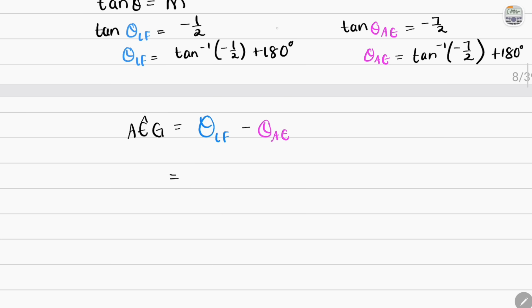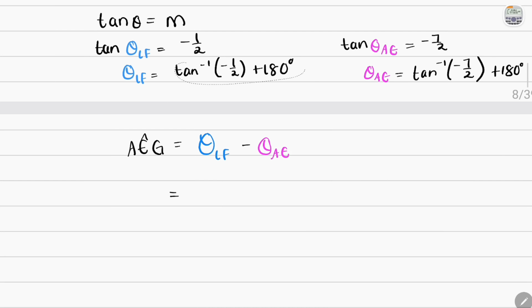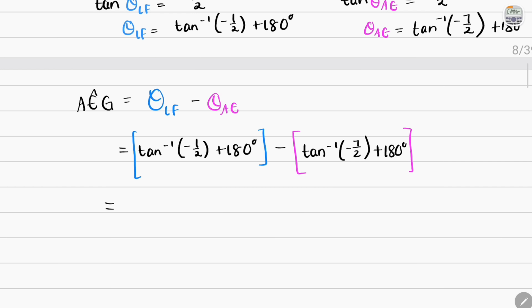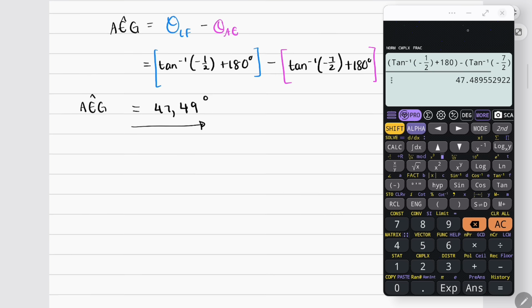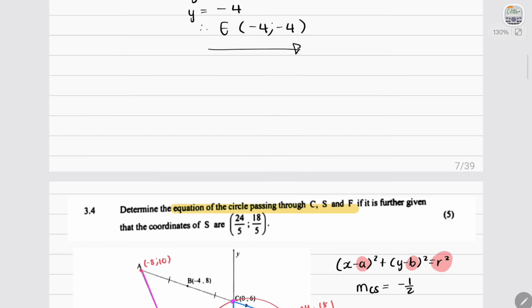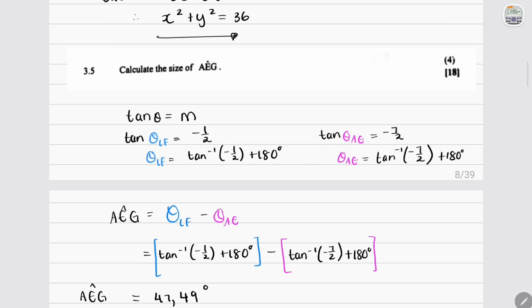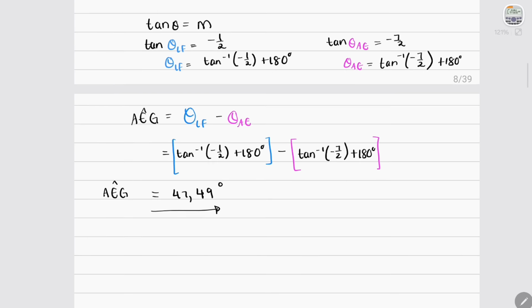So this is equal to, and I'll just put them down like that. And then on the calculator, subtract. Okay, so this is what we have, and then we'll just get our answer. Okay, so finally, AEG, this angle is equal to 47 point, and that 9 is going to round the 8 up to a 9. So that is going to be 49 degrees, and that is our answer. Okay, and that is it for that question. And that is the last question for question 3.